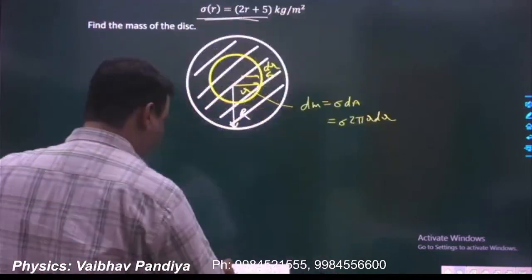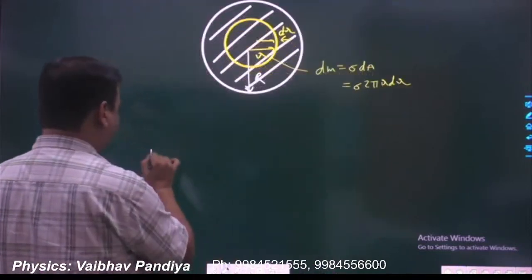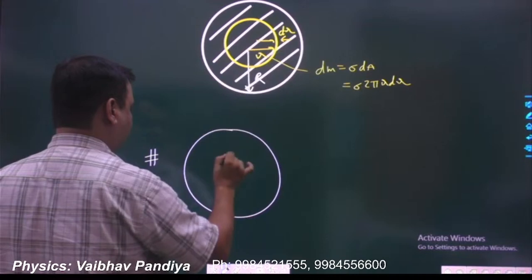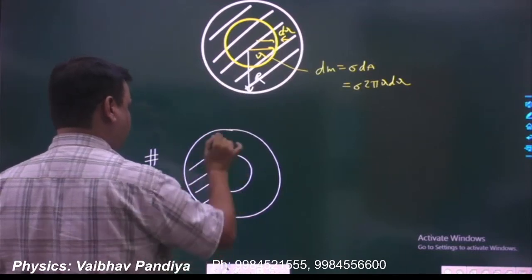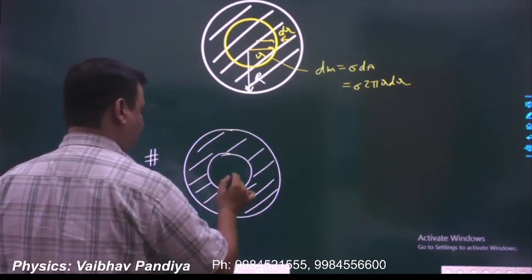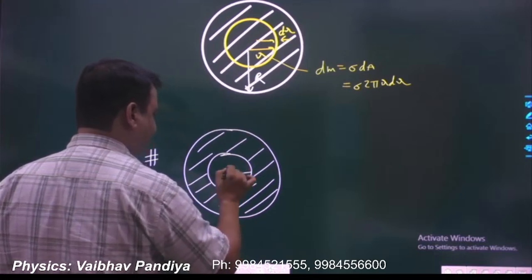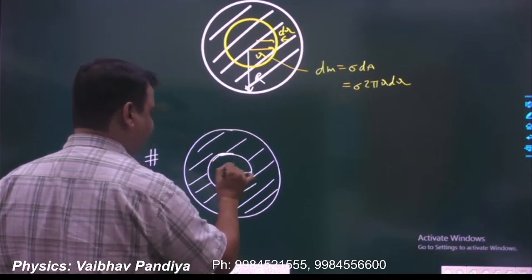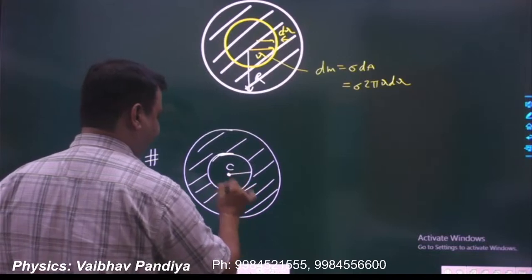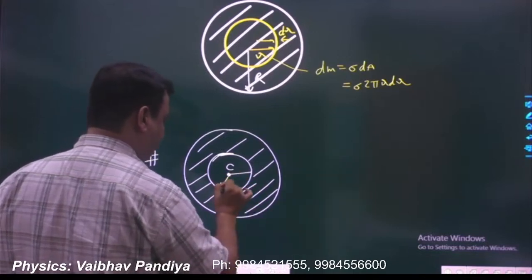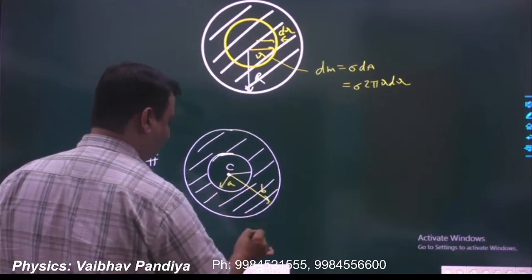And in DPP, you will also face some problem like this. Suppose the disk has some cavity, a concentric cavity. Concentric means the cavity, the hollowness, has the same center as the disk has. And this inner radius is A and the outer radius is B. This is also called an annulus.